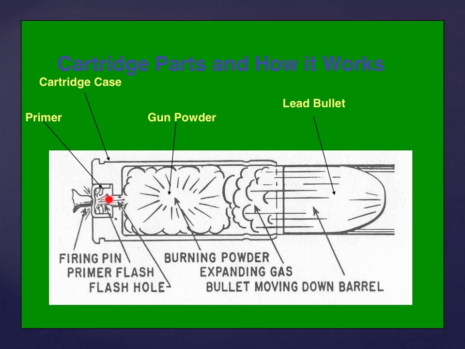That spark travels up through this little hole and enters the bottom part of the cartridge, where it's going to start burning away that gunpowder. As the gunpowder burns, it's going to start making gas. The gas expands and it starts pushing the bullet out, and the bullet's going to move down the barrel of the gun.